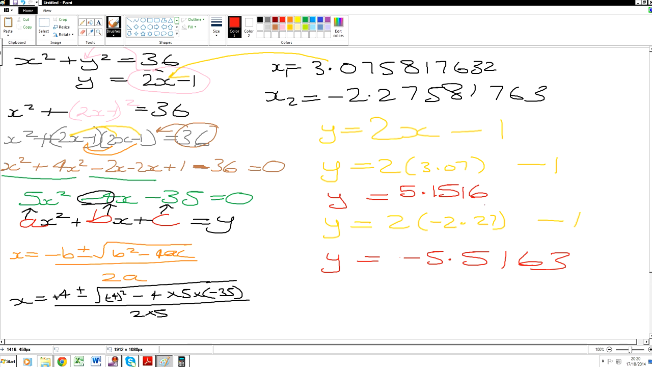Now, we need to round everything up at this stage. So we need x values to three decimal places, up to here, and the y values up to 2.